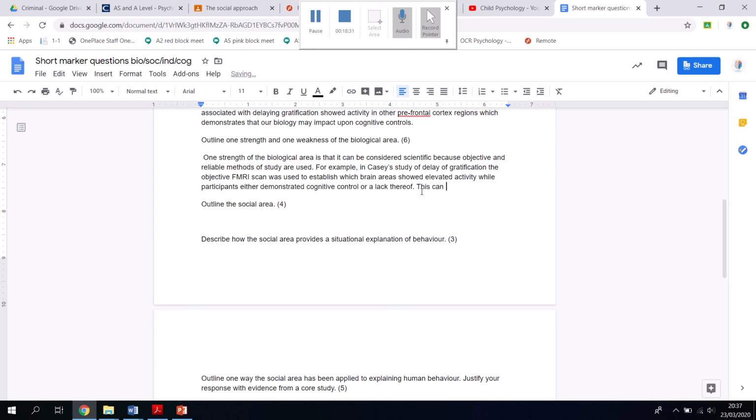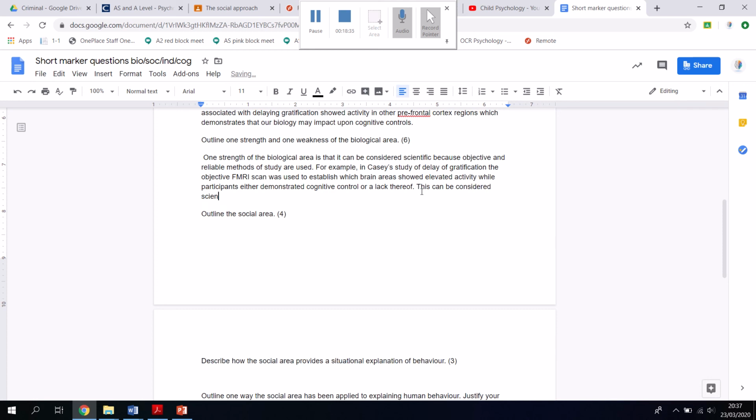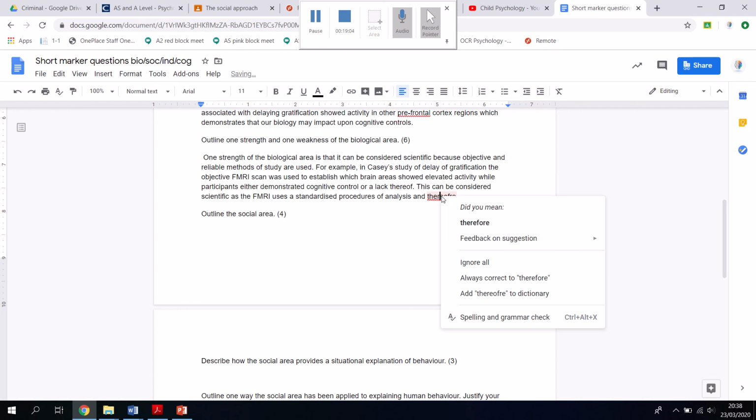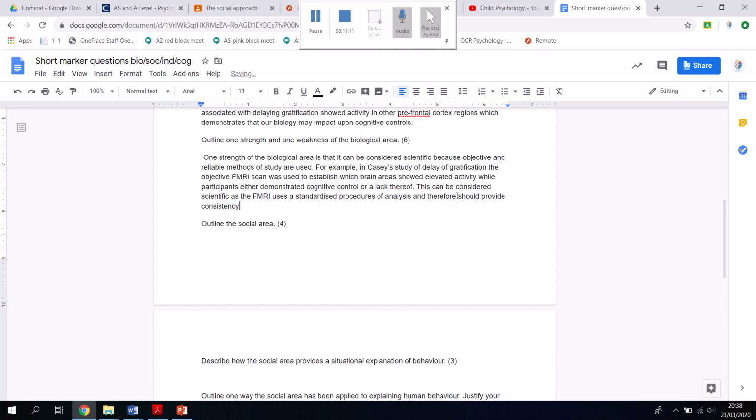Okay, so this can be considered scientific as the fMRI uses a standardized procedure of analysis, and therefore should provide consistency in the measurement of brain activity which is unaffected by bias.